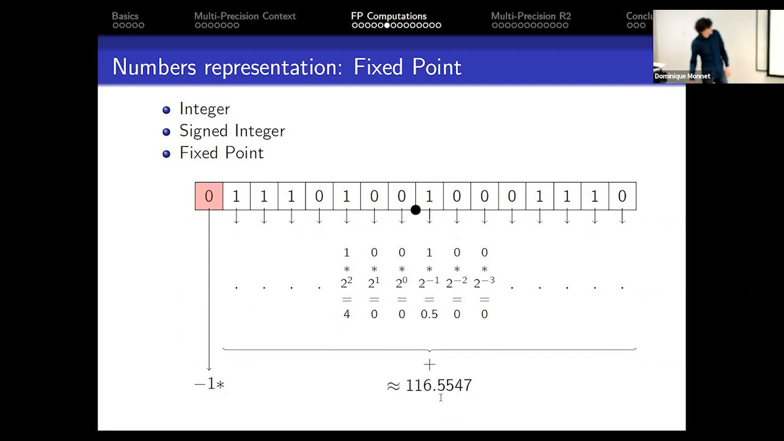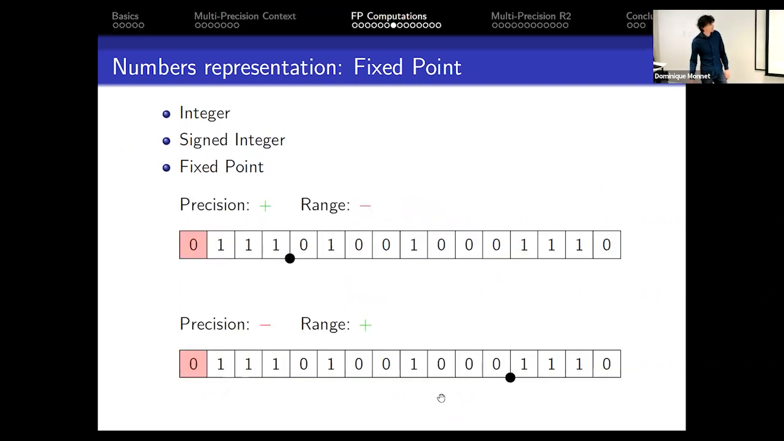The problem with fixed points is where you put the point, and you're going to have to balance precision and range. If I put my point here, I don't have much range. Typically, I will only be able to count up to 8 or something, but I have lots of precision here. I can represent very small numbers. If I put my point here, I'm going to have big range, but low precision, as my fraction part is completely small.